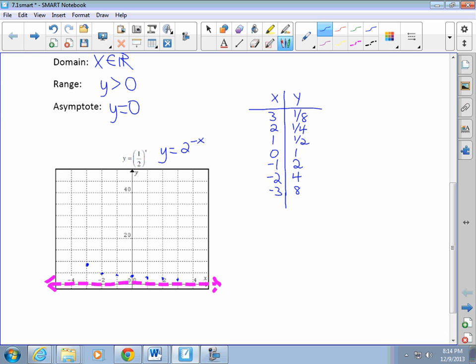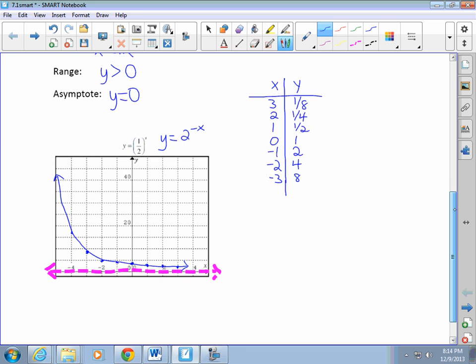And then it would just keep increasing, increasing. At negative 4, it would be up at 16. So like that, and then so on. So if I connected my dots here, they're going to go through these points. They're going to get close to that 0, and then just continue going up and out.